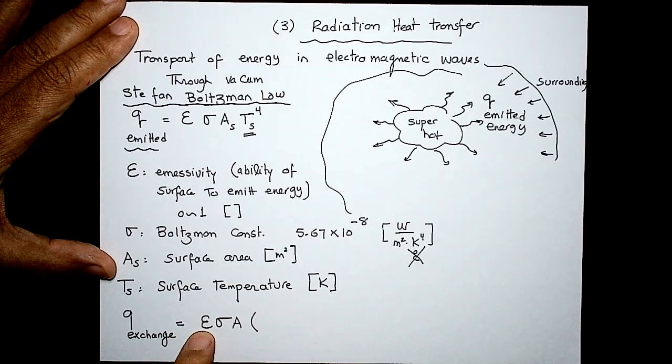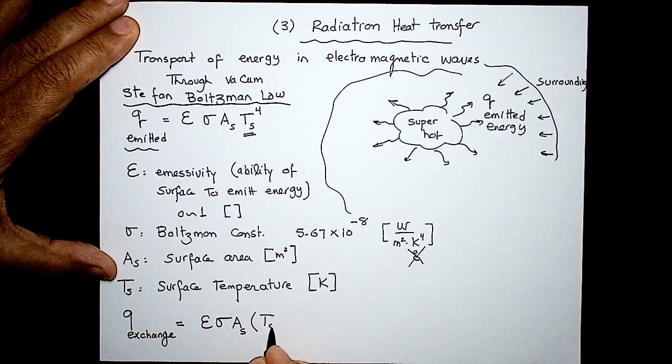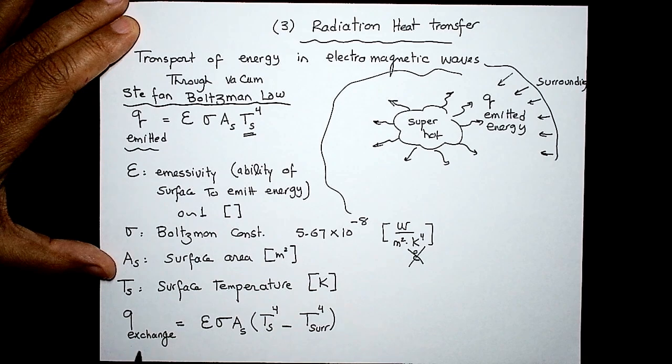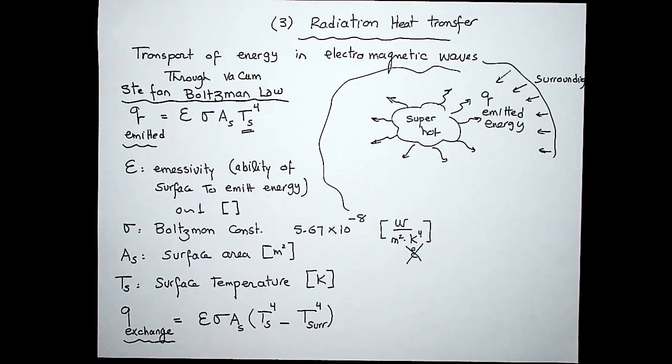And for sure, the epsilon will be for the more dominant radiating surface, the one that has a higher temperature. The Boltzmann constant is not going to change, but now we will have the higher temperature to the fourth, T surface to the fourth, minus T surrounding also to the fourth. So this is now not going to calculate the emitted energy. This will calculate the exchanged energy by radiation between two different surfaces here.